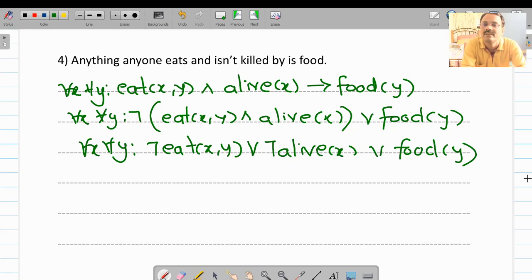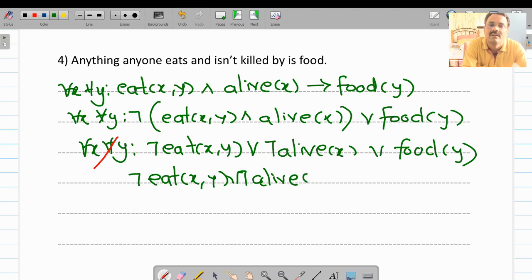Right? Now next step, move all quantifiers to the left. There is no existential quantifier, so now you can remove this, therefore now your formula will be not eat x y or not alive x or food y. Right? So I think it's already in the required form, all predicates connected by or terms. So this is the required form.